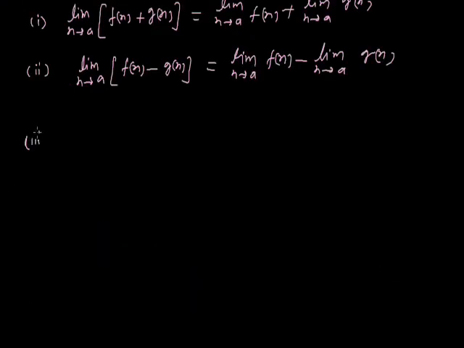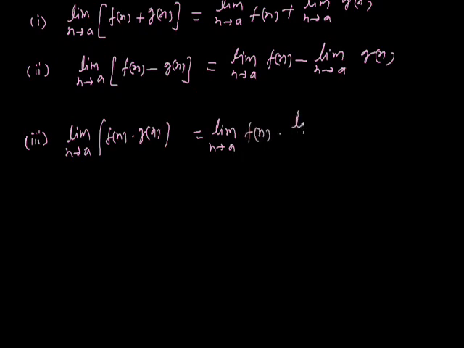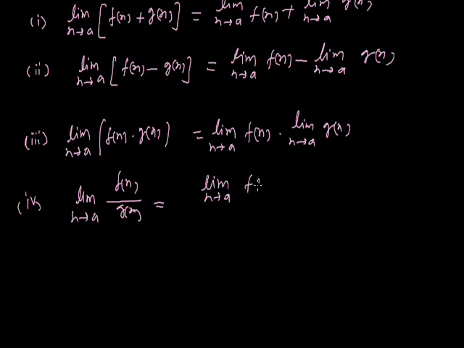Similarly, the third property: if we are given limit x tends to a of f(x) into g(x), then we can write it as limit x tends to a of f(x) into limit x tends to a of g(x). Fourth property: if we are given limit x tends to a of f(x) upon g(x), then we can write it as limit x tends to a of f(x) upon limit x tends to a of g(x).